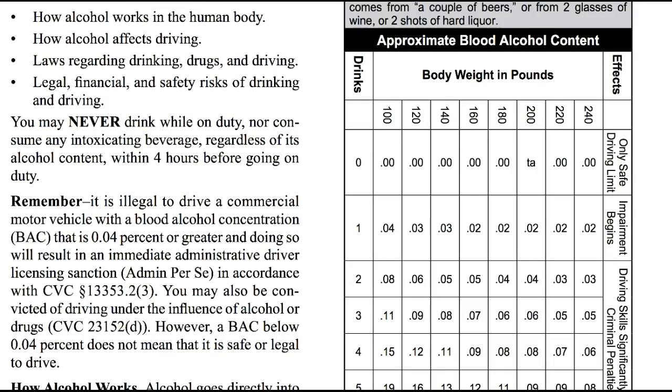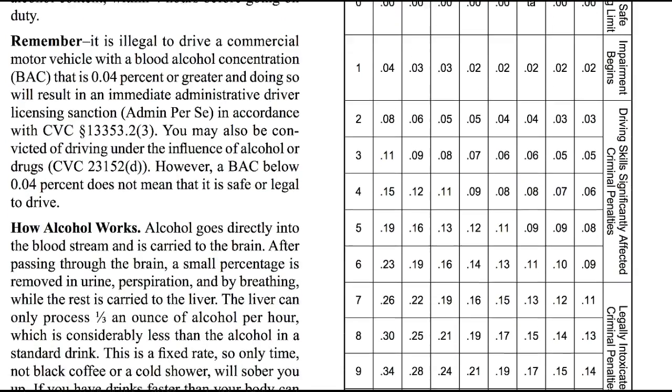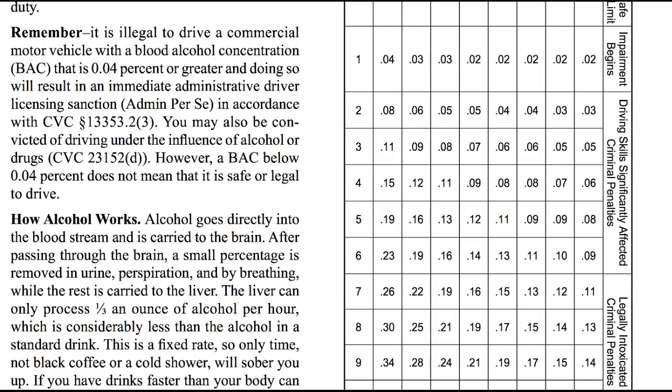You may never drink while on duty, nor consume any intoxicating beverage, regardless of its alcohol content, within 4 hours before getting on duty. Remember, it is illegal to drive a commercial vehicle with a blood alcohol concentration that is 0.04% or greater, and doing so will result in an immediate administrative driver license sanction, in accordance with Code CVC 13353.2. You may also be convicted of driving under the influence of alcohol or drugs. However, a blood alcohol content below 0.04% does not mean that it is safe or legal to drive.